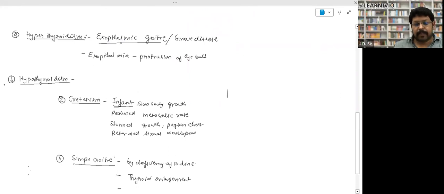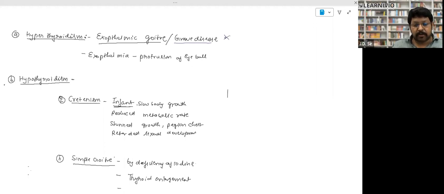Hyperthyroidism. What is hyperthyroidism? Hyperthyroidism means more secretion of thyroid hormone. What will it cause? It will cause exophthalmic goiter or Graves' disease. What is exophthalmic goiter? Protrusion of the eyeball. You must have seen some people whose eyeballs are out, so it seems that they are gazing at you, right? This is called exophthalmic goiter or Graves' disease. Remember the name of the disease.